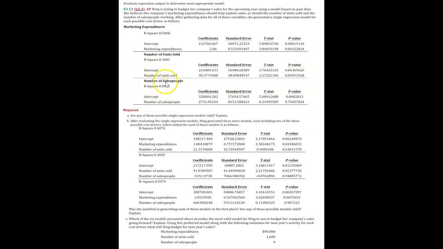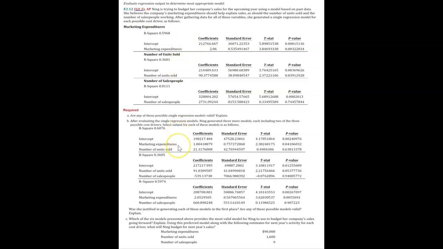And then when we look at the number of salespeople, the R square is ridiculous. It explains only about 1% of the variance, which is ridiculous. So I can't even imagine using this. And you can see your p-value is 0.74, close to 1, which would mean there'd be no effect at all. So it looks like the first 2 are pretty good at this point.